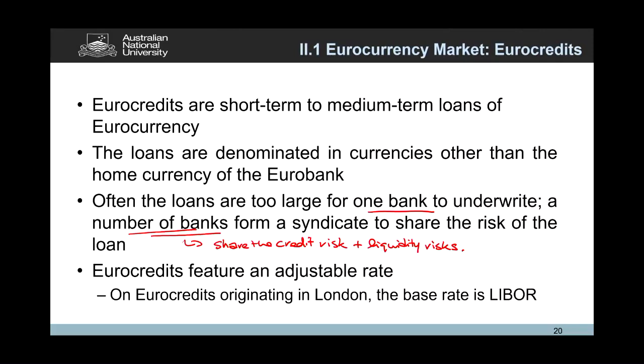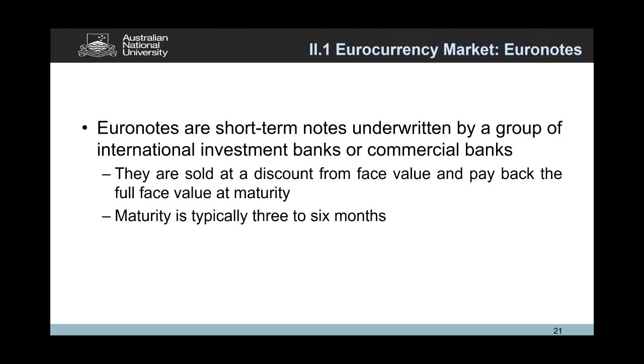All right, Euro credits feature an adjustable rate. The base rate is the LIBOR. So these Euro credits are usually given to really good quality corporations. And then we have Euro notes, which are short-term notes underwritten by a group of international investment banks, again, a syndicate, and they're typically 3 to 6 months.